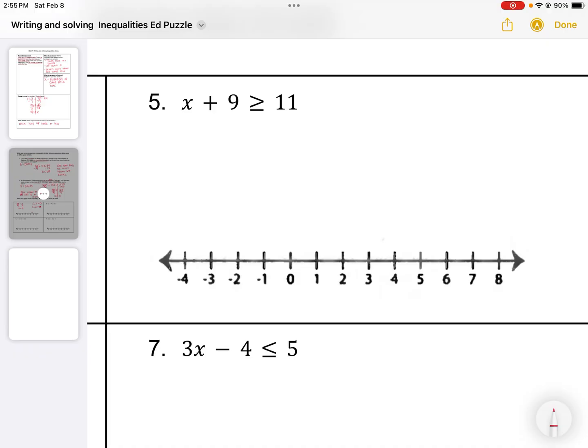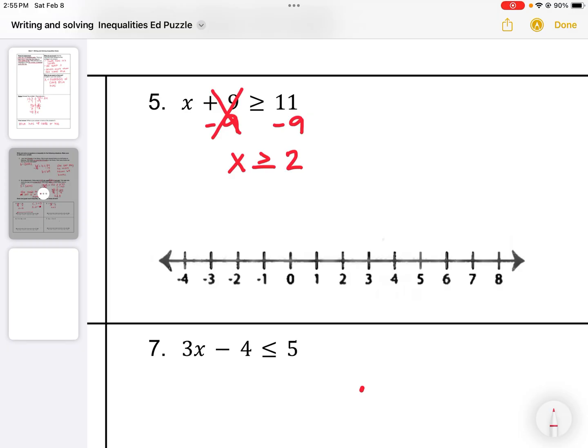The inverse of addition is subtraction. I'm going to subtract 9 from both sides. When I do, these cancel. My x comes down. My symbol stays the same. And 11 minus 9 would give me 2.